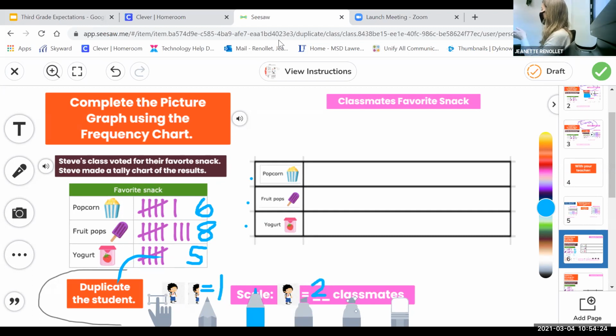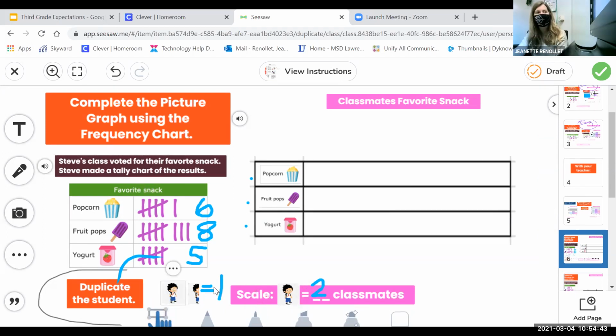The half student means 1 student. And if you get 2 students plus 1 for the half, that's 5. Right. So Honesty's already predicting, can we show 5 using this? The answer is yes.